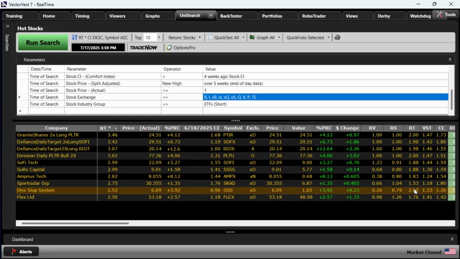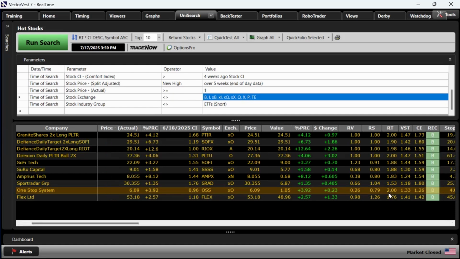This is a momentum type trading system, right? Not really looking so much at fundamental valuation here. It's just strictly technicals. It's hot stocks. It's ones that are moving rapidly. But the CI indicator comes into play here. RT is our short-term trend indicator. CI is our long-term trend indicator when it comes to price performance. Again, short-term compared to long-term.